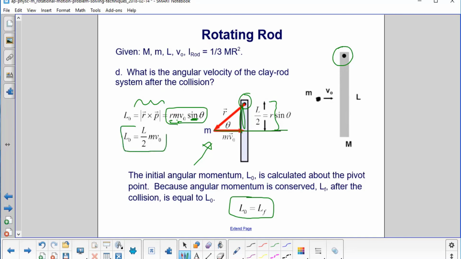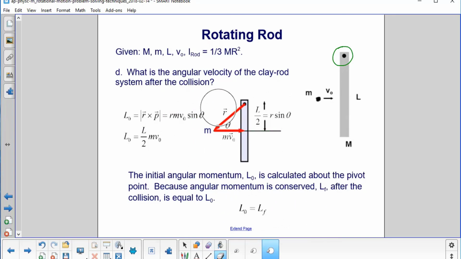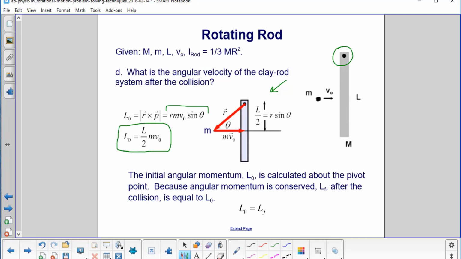So right here, this is our initial angular momentum. And let's just cross this so you can kind of look at it. And just to quickly review, this is our definition for a cross product, finding the magnitude. It's just the sine of the angle between r and momentum. And then when we construct the picture, we notice that r sine theta is L over 2, as the clay is striking the rod right in the middle. So we come up with this very simple expression for the angular momentum.